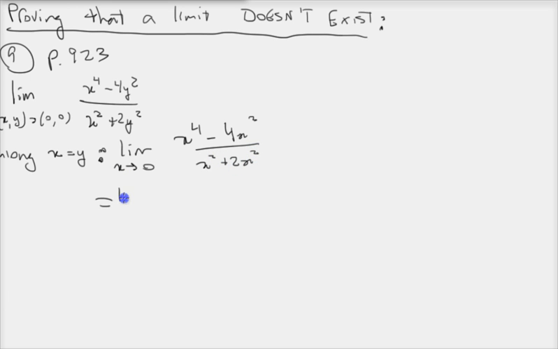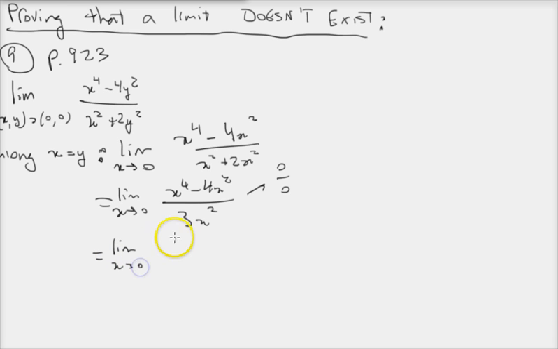And so that will be equal to the limit as x approaches 0 of x to the fourth minus 4x squared over 3x squared. And now, when we plug in our 0 there, we'll get an indeterminate form 0 over 0. And since this is a function in one variable, that means we can use L'Hopital's rule. And so we'll get the limit as x approaches 0 of 4x to the third minus 8x over 6x. And we still get our indeterminate form here.